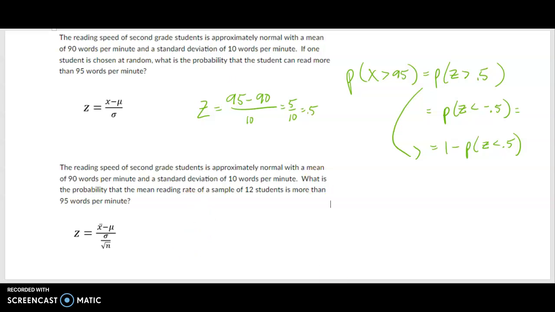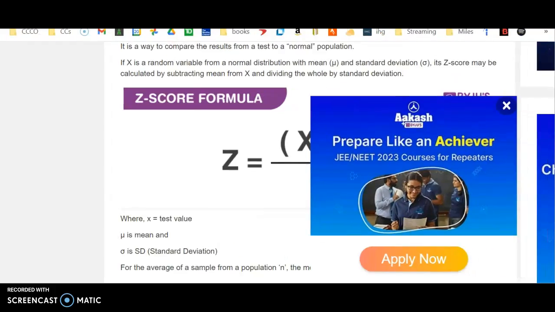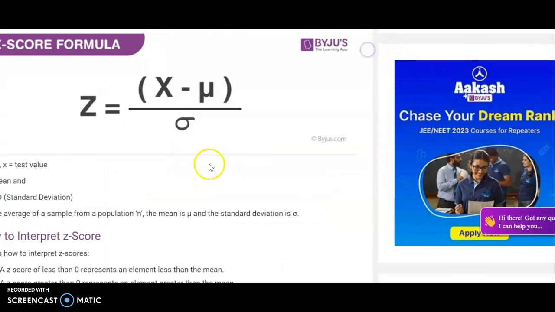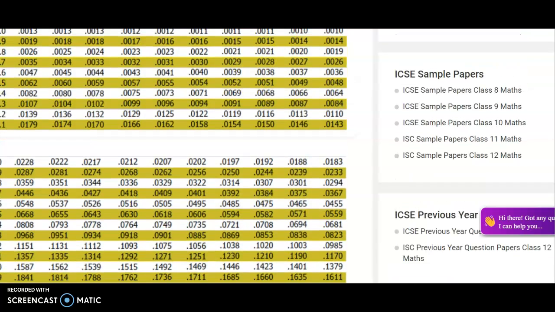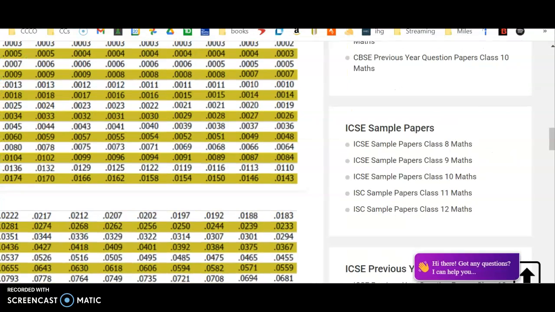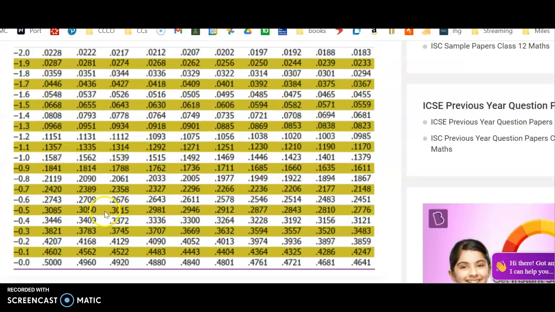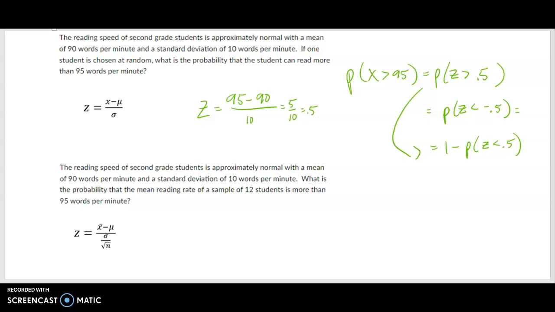Let's see if I can pull up the z chart for this one. Okay, so let's do less than the negative 0.5. Let's see what we get. Negative 0.5 right here, 0.3085 appears to be my answer, 0.3085.